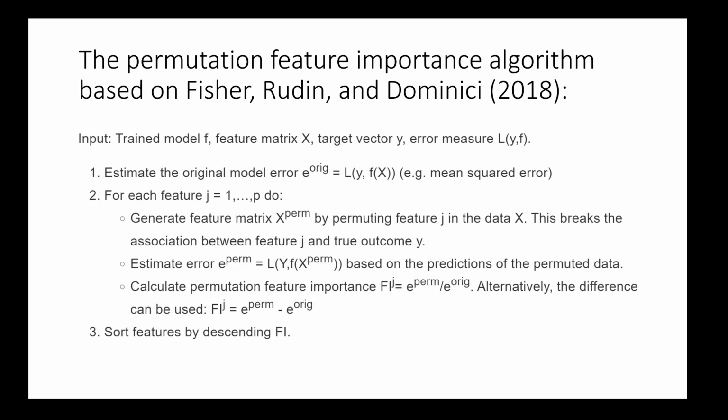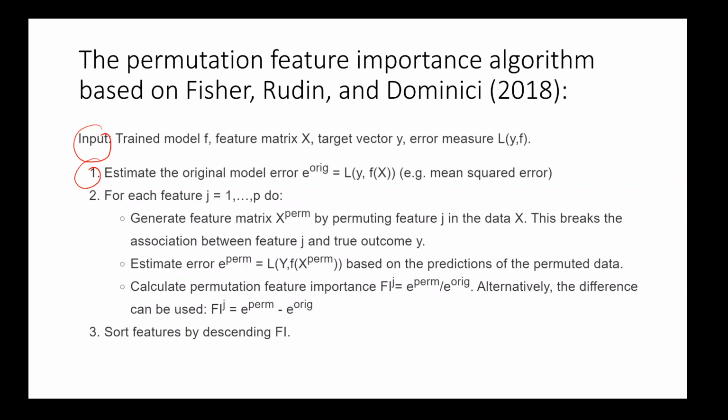So the formal algorithm is presented on the screen. The input is a trained model F, a feature matrix X, a target vector Y, and an error measure or loss function L. The steps are simple. First, the error of the original model is estimated using the loss function.